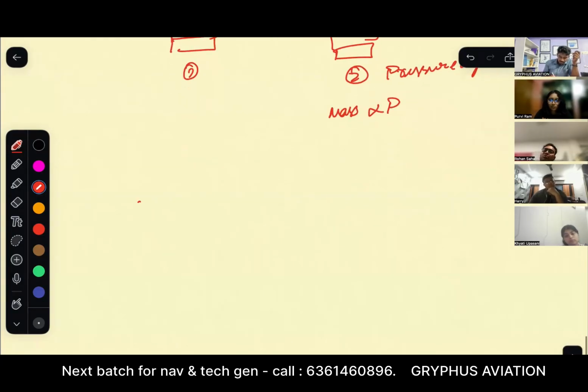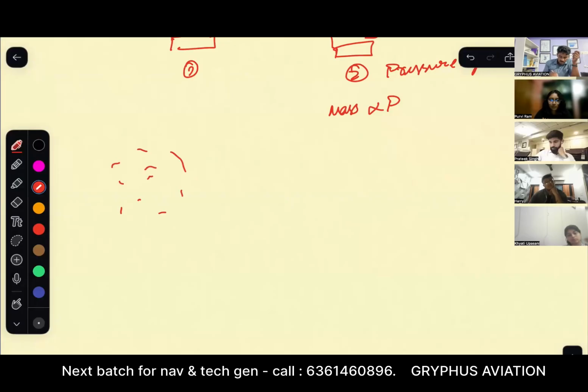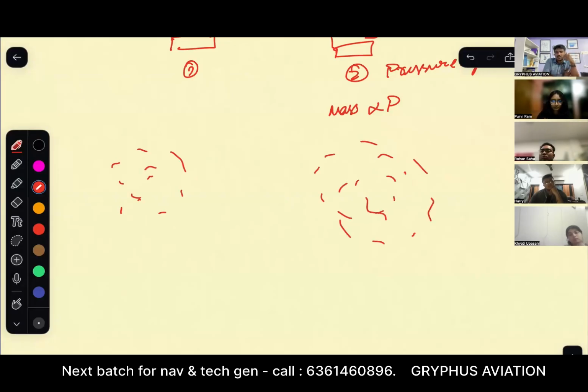In one area, there are 10 air molecules. In another area, let's say there are 20 air molecules. This is 20, this is 10. Which has high pressure, and which has low pressure? This has more mass, and more mass means more pressure. So this area is high pressure, and this area is low pressure. Clear? That is the comparison between these two.